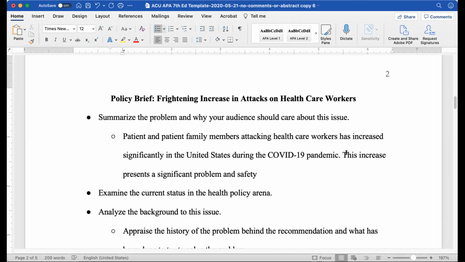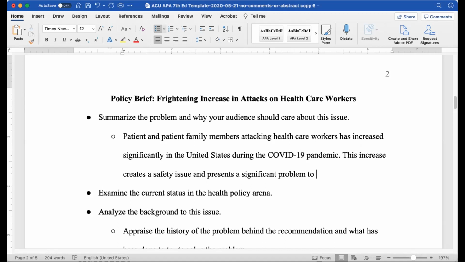Okay, this increase creates a safety issue, presents a significant problem to, and then we define who we're going with. And this can go in different directions. Not to say that it's only these, but you'll write a different paper if you're writing to rank and file in an emergency department versus writing to the administration versus writing to human resources.